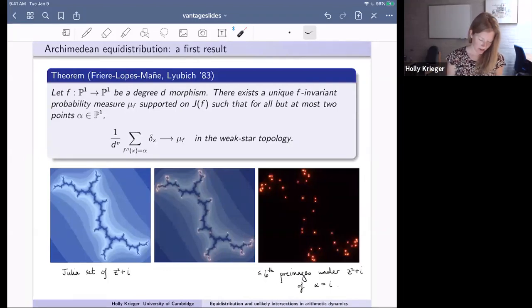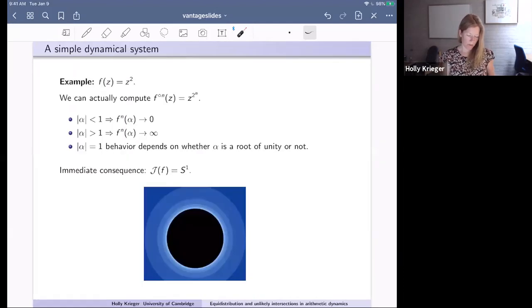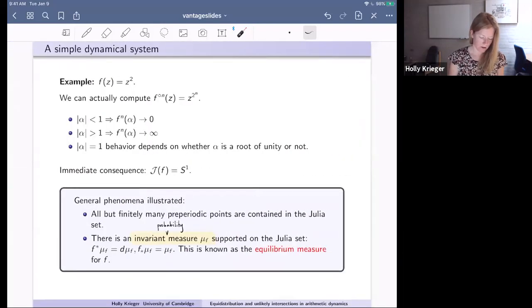This measure, to some extent, sees certain points of the map. So we can see, for example, sorry, let me go back for a second. If I look at this toy example of the squaring map, the roots of unity, the pre-periodic points for this map, that invariant measure, the Lebesgue measure, they're in fact evenly distributed with respect to the Lebesgue measure in a way that I'll make precise. And that's the thing that I'm about to generalize.